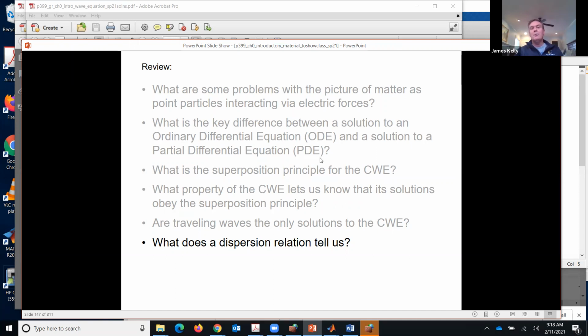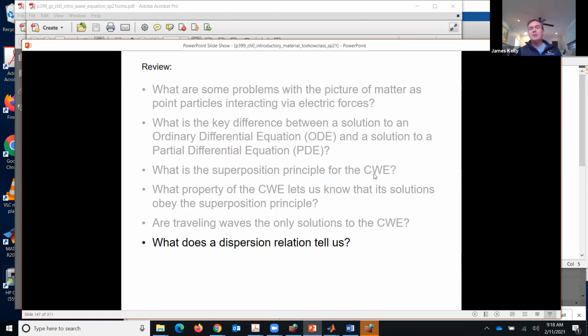Partial differential equations are way more difficult to solve than ODEs. And there are lots of open problems in mathematics in the field of partial differential equations. That's a huge area of study in usually what's called applied mathematics.